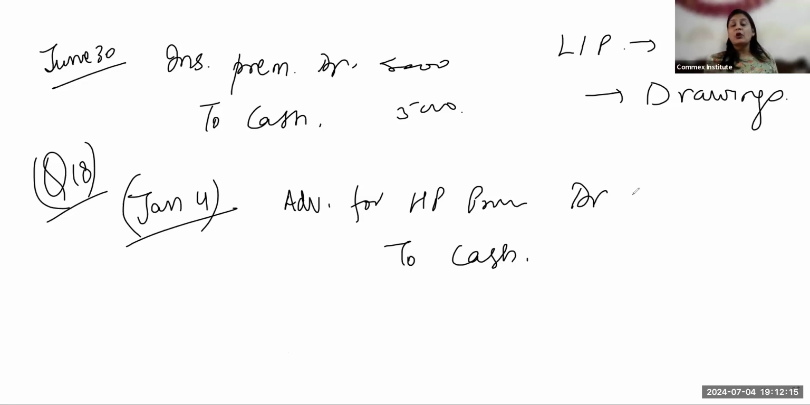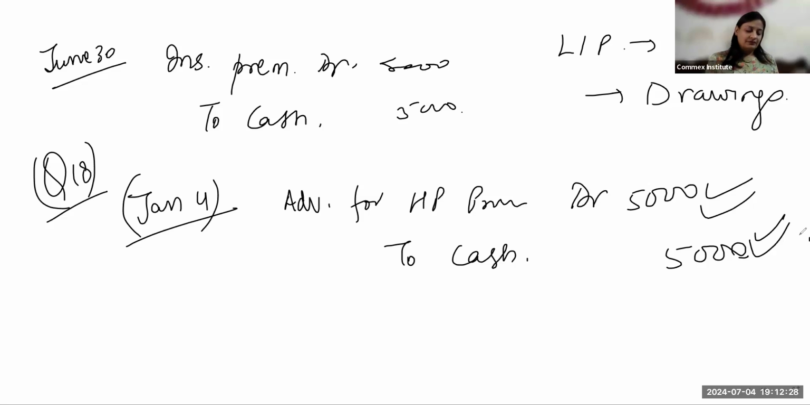The amount would be 5,000. Printer is worth 15,000, but as of now, we're making the payment of 5,000 only. That is important, children: the amount which is in the outer column. Jan 31, the last entry would be drawings debit to cash.